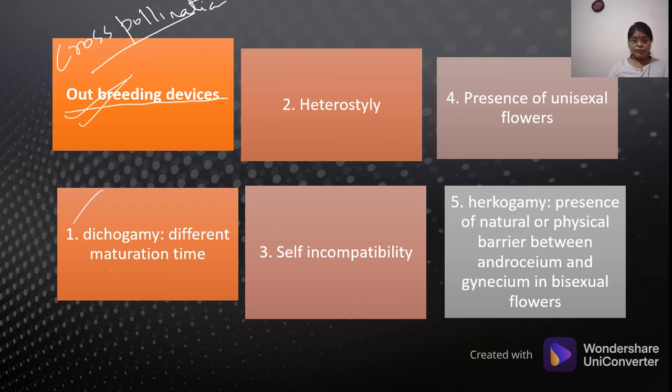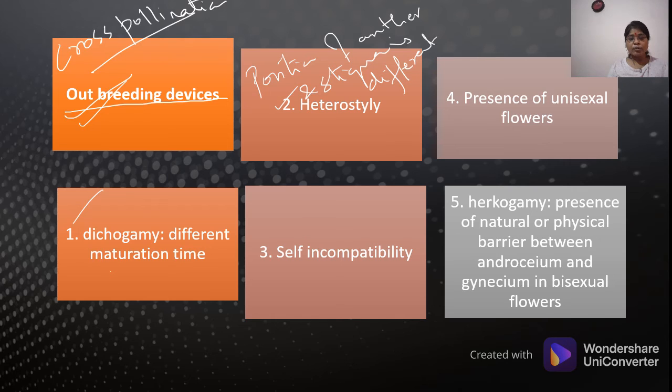Now if you look at this, there is heterostyly, which means the position of the anther and the stigma is different, such that they cannot pollinate. Suppose I show you by diagram also. Look, the anthers are like here, so they are not able to pollinate.